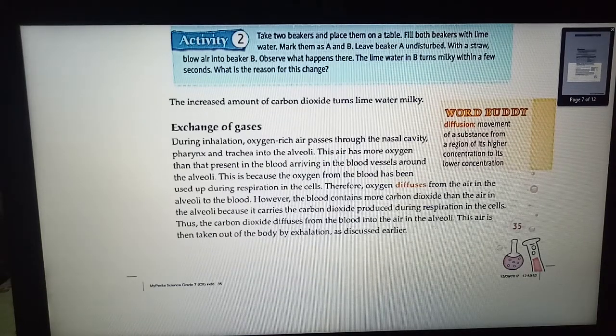Now this is because oxygen from the blood has been used during respiration in the cells. Therefore oxygen diffuses from the air in the alveoli to the blood. However, the blood contains more carbon dioxide than the air in the alveoli because it carries carbon dioxide produced during the respiration of the cells. The cell keeps utilizing oxygen and we need more oxygen, whether we are sleeping, dancing, or watching TV, continuously we need oxygen to survive.